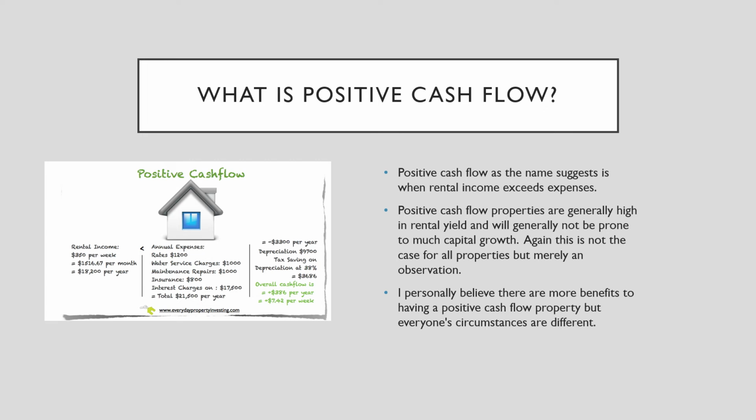So going on to positive cash flow, obviously the opposite to negative gearing. It is where your rental income exceeds any of your expenses, including repayments, maintenance fees, and real estate fees. Cash flow properties are generally higher in rental yields than most places, and they're generally not prone to capital growth. So you find a lot of these properties in rural or regional areas.